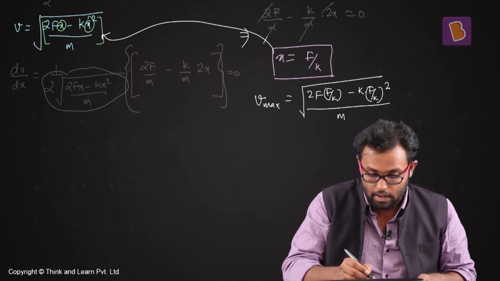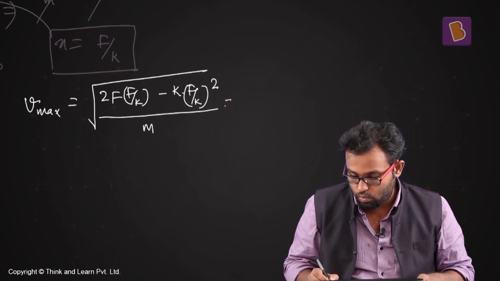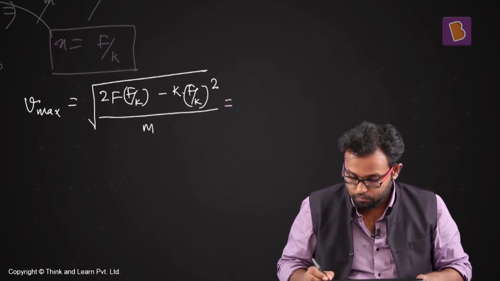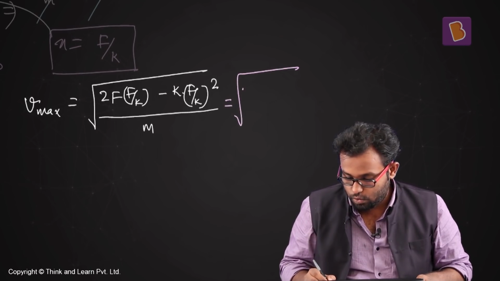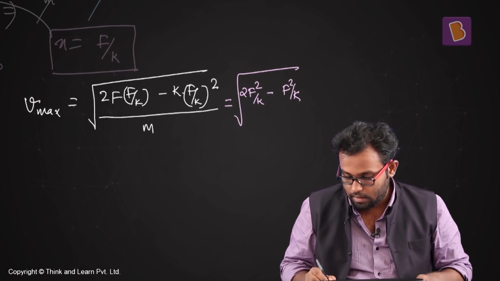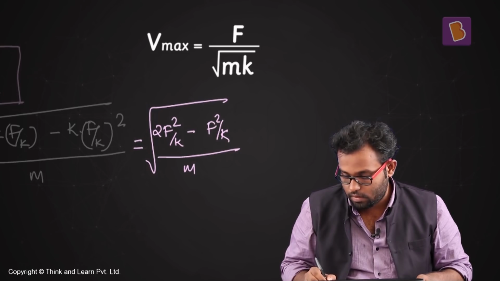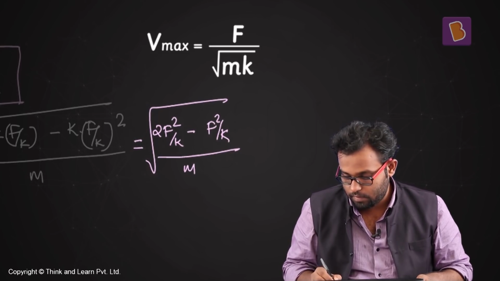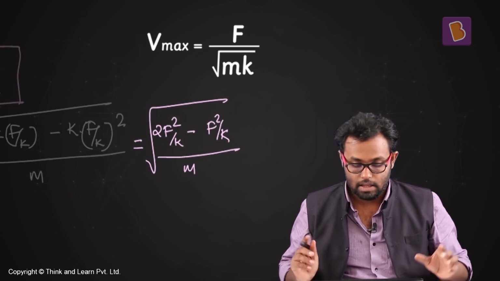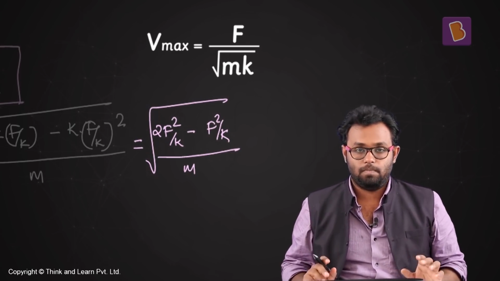Okay, and what do I get? Under root of 2F square by k minus F square by k, divided by m. So this becomes equal to F upon under root of mk. That's your v max, and that's how you solve a problem.